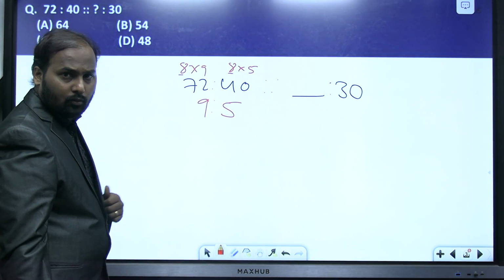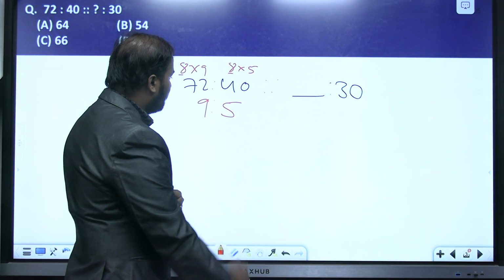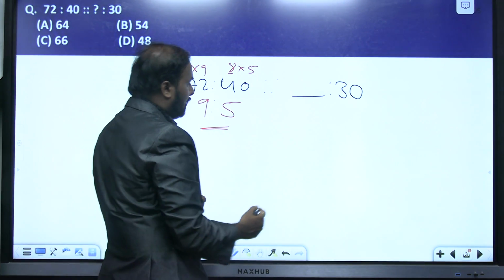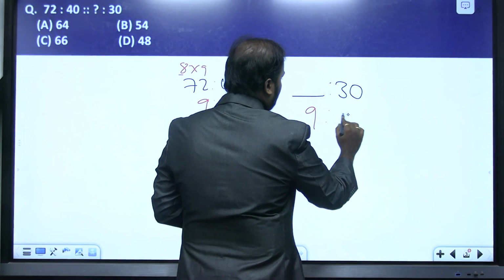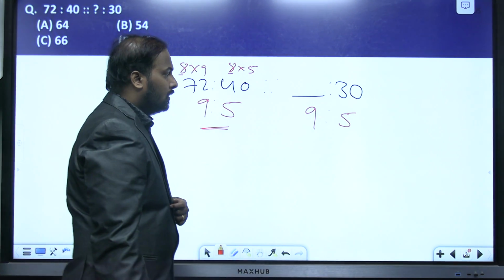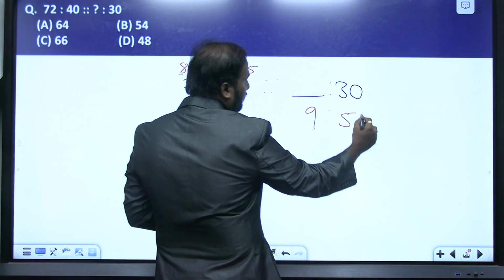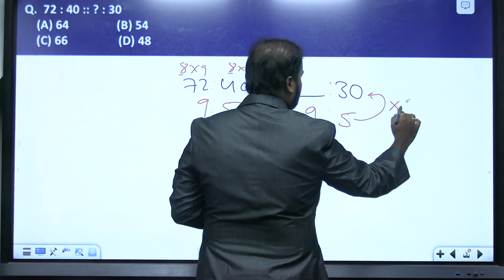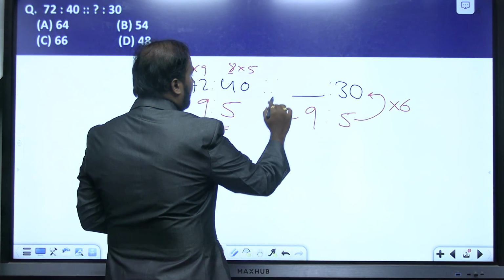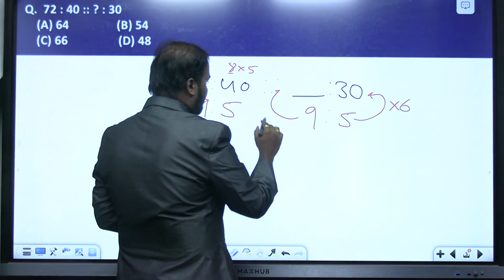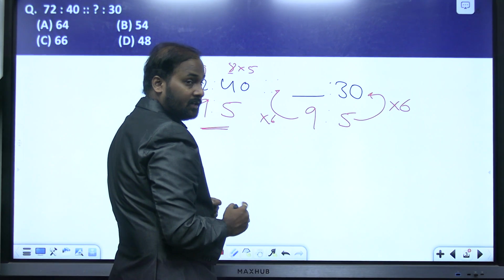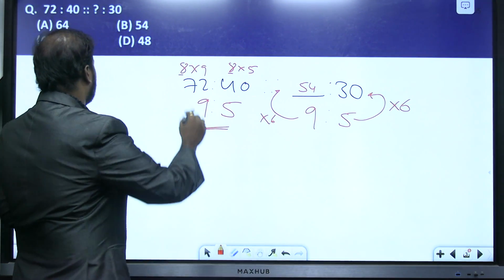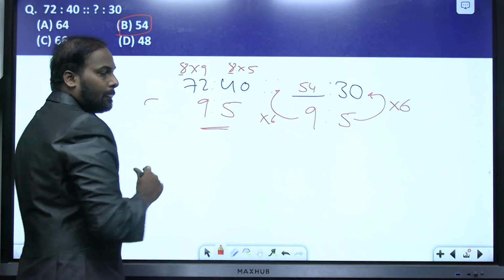So you can solve this question quite easily. In the same way, here also you have to apply the same relation and get the answer, 9:5. Now see here, 5 and 30. How many times is it increasing? It is increasing by 6 times. In the same way, here 9 is also multiplied by 6. So your answer is 54, option B.